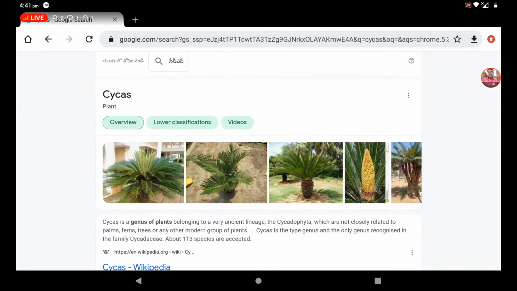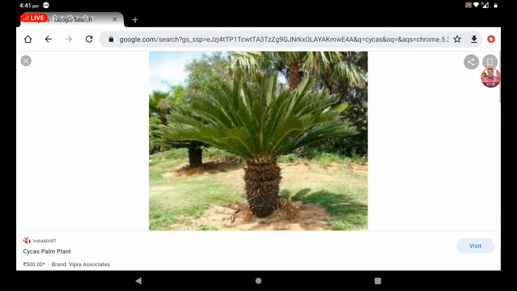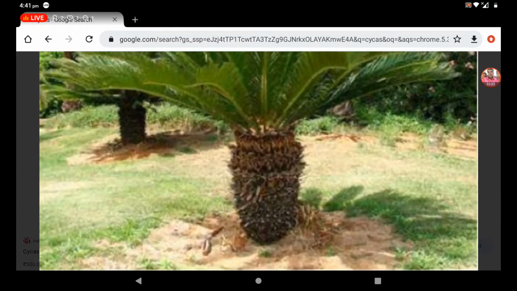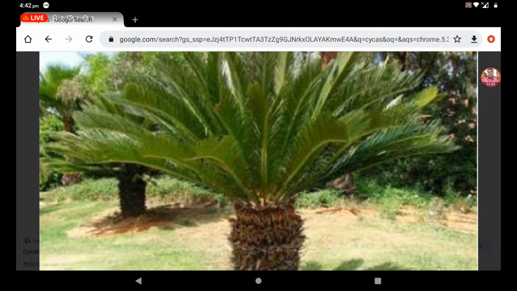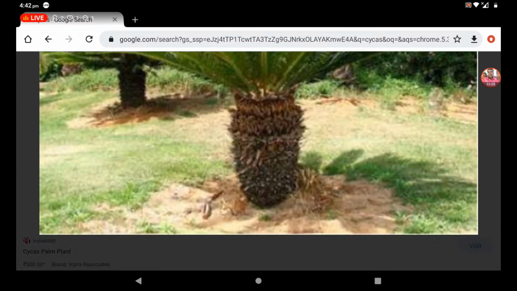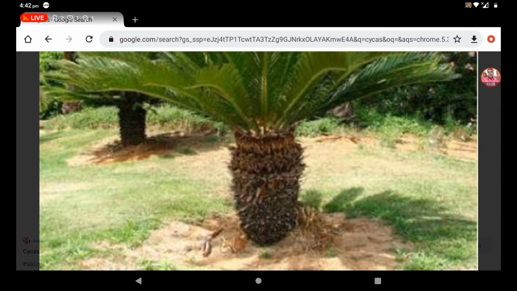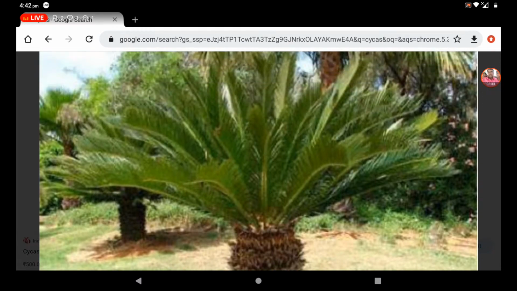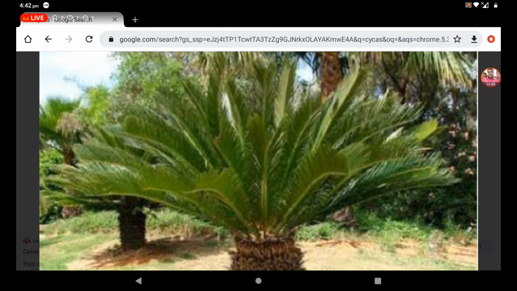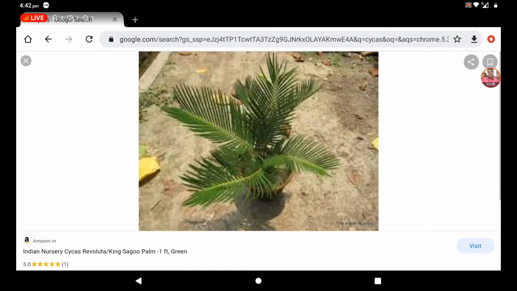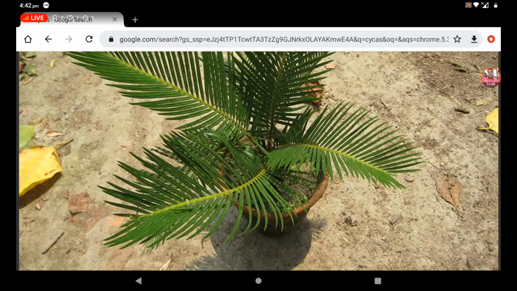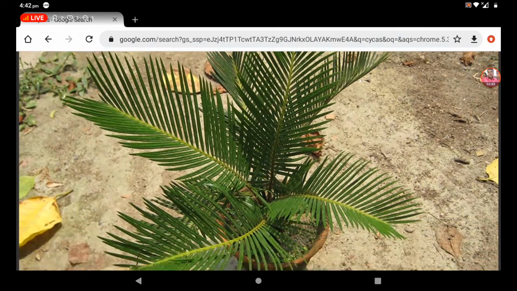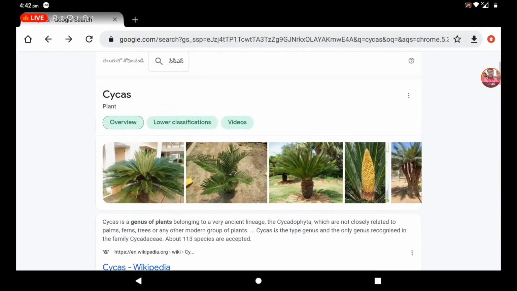A well-known plant, cycas. Cycas is identified with a single stem, that means a trunk. An unbranched stem is identified in the cycas plant. And we also have other examples, so let me discuss cycas first. After that we can go for other examples.